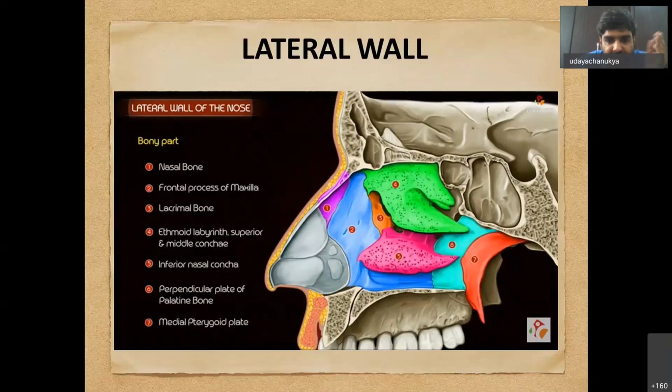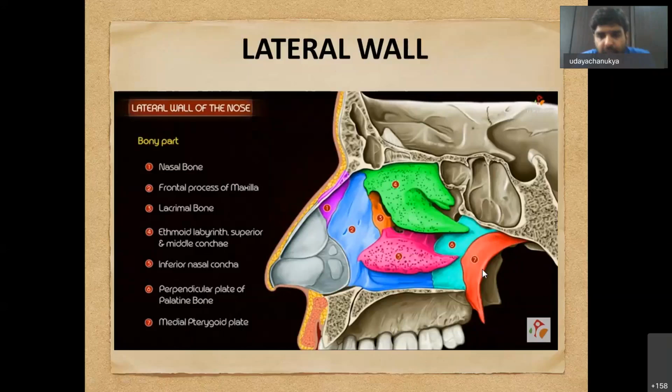Each of them is designated with a different color, starting with the nasal bone, frontal process of maxilla, lacrimal bone, ethmoid labyrinth with the superior and the middle turbinate. This is the independent inferior turbinate. This one is the perpendicular plate of the palatine bone, and this is the medial pterygoid plate.